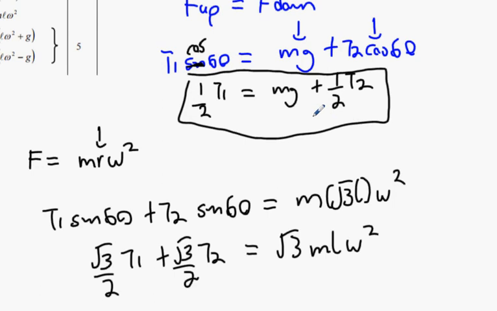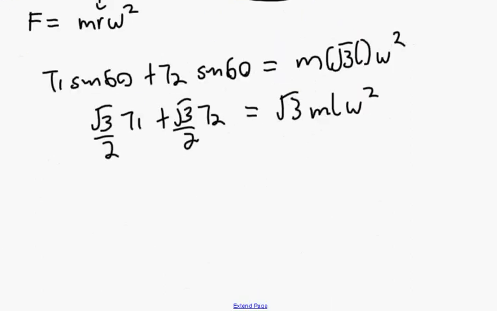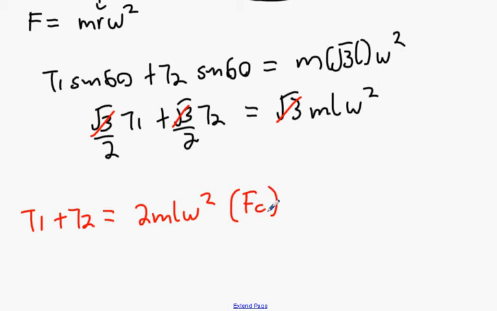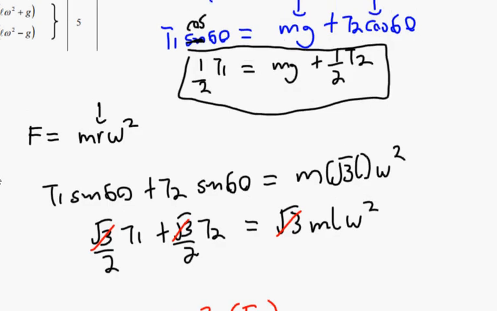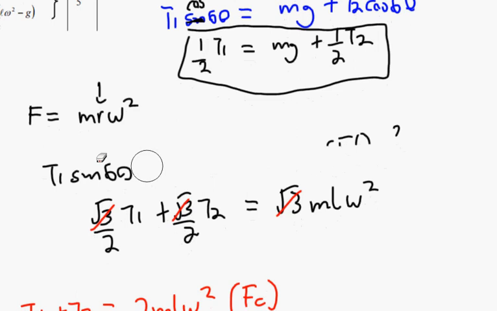I have a simultaneous equation of sort, don't I? It's a bit like a simultaneous equation, but I'd like to tidy it up a bit more. I'm going to get rid of all the root 3's. Everybody alright with that? Going to multiply both sides by 2. That's one simultaneous equation. That's the simultaneous equation for centripetal force. I'm then going to work on the other simultaneous equation by multiplying both sides by 2.